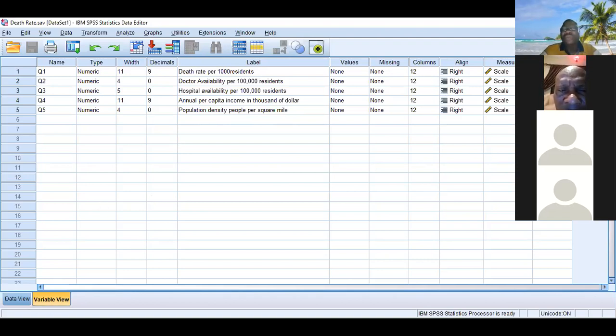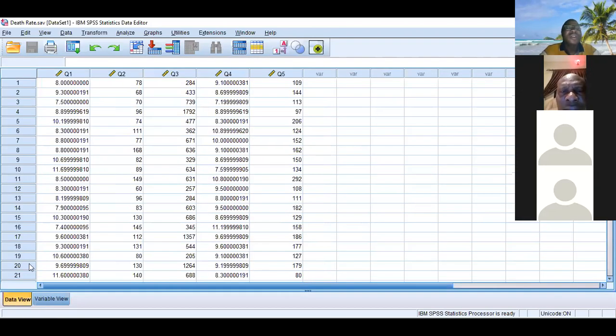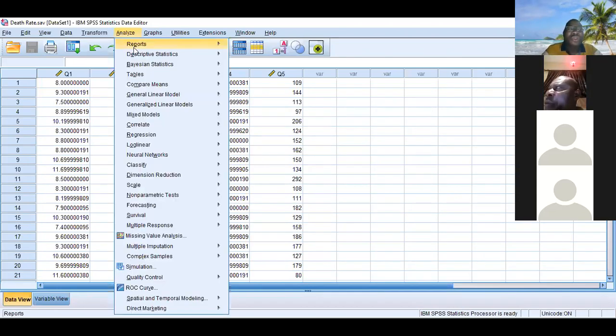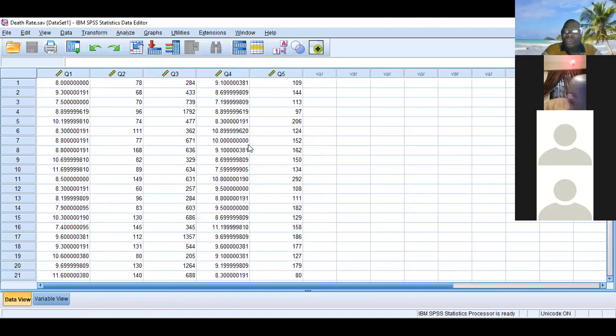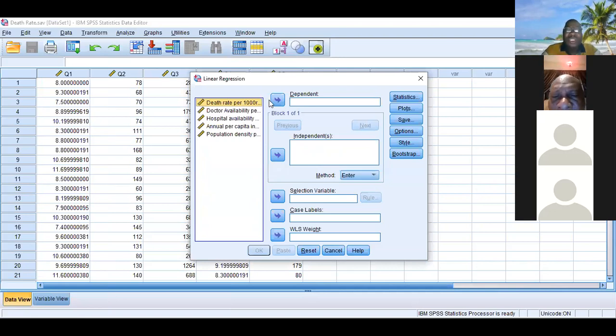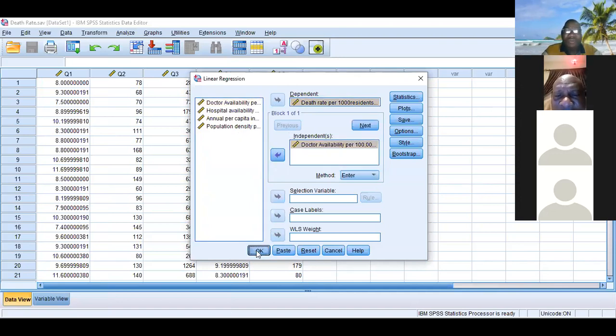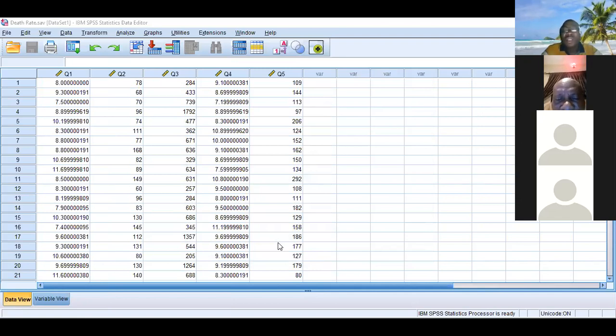So let's try to practicalize what we have learned. First of all, let's do simple regression for each of them to see their R square. It gives us a mental picture of the contribution of each of them. Okay, regression. The death rate is the dependent variable. Let's try hospital availability, just simple regression. Let me share the output.